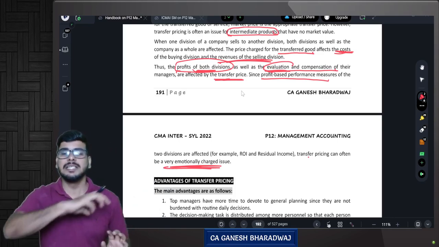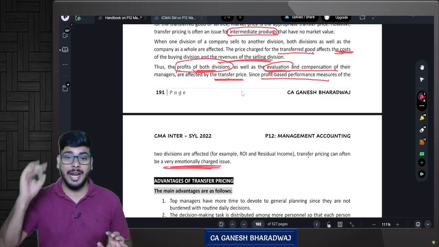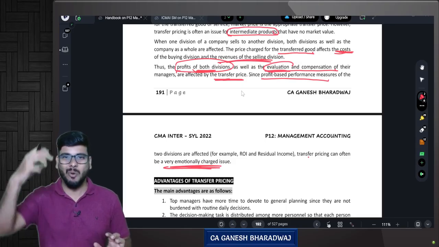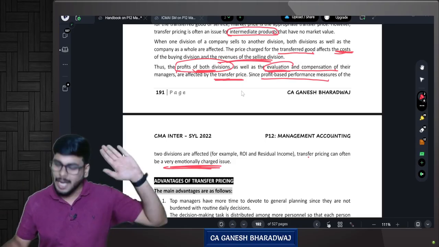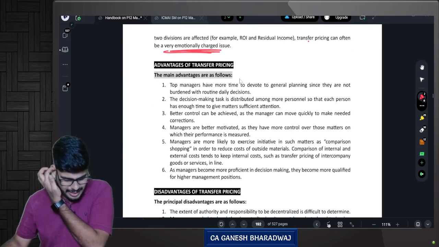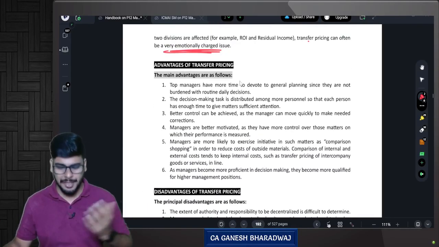But first, this is what this chapter is all about, and I want you to clearly understand what this first introduction paragraph says. Are you clear with this? Yes. So now look at these advantages and disadvantages. I'll just run through it.